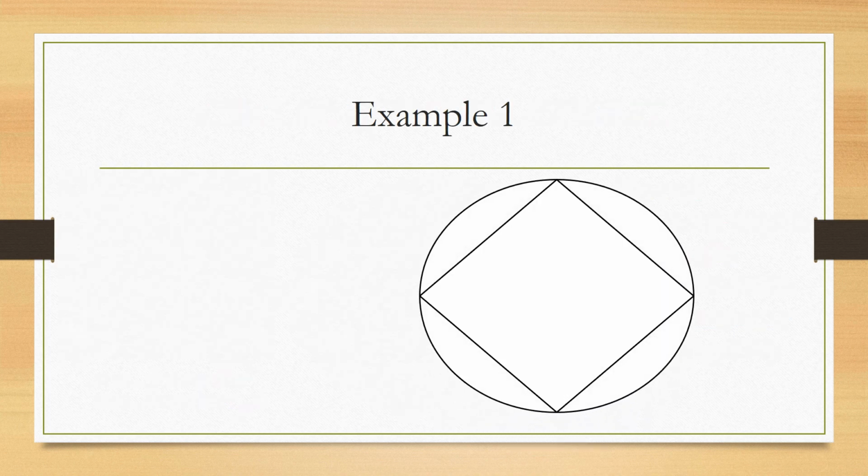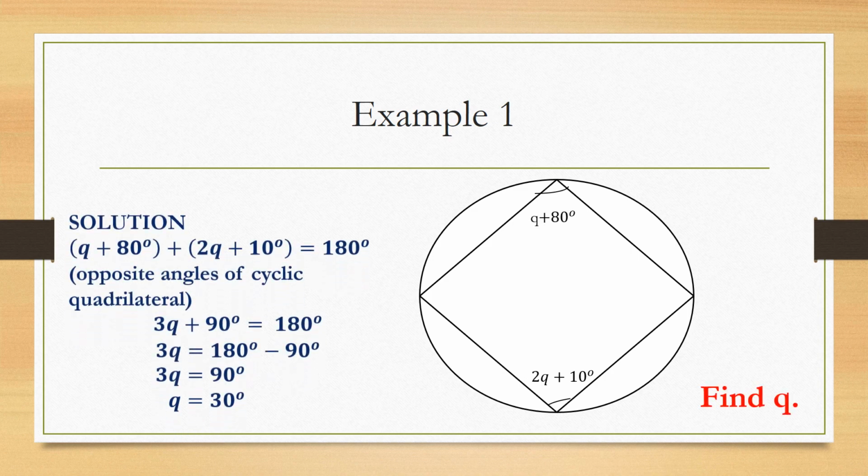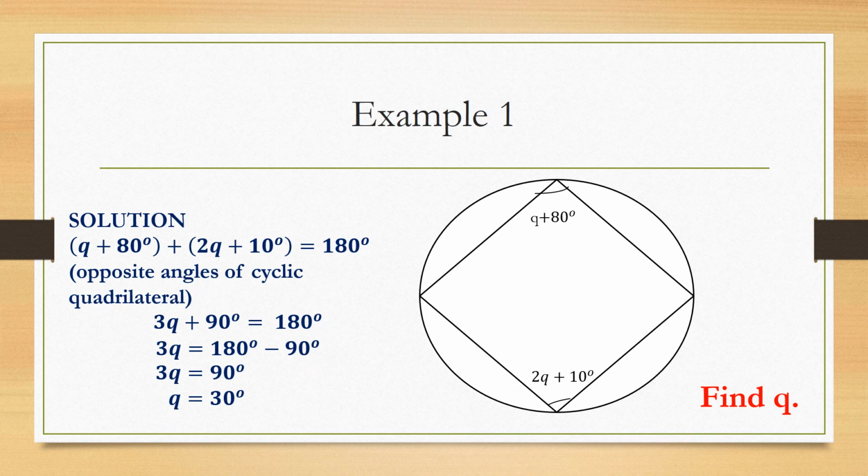Okay, let's look at example number 1. We have a quadrilateral inscribed in a circle and two angles are marked. I have the first angle 2q plus 10 degrees and then the second angle q plus 80 degrees. We have to find q. Okay, it's already solved. Let me explain what I did here.